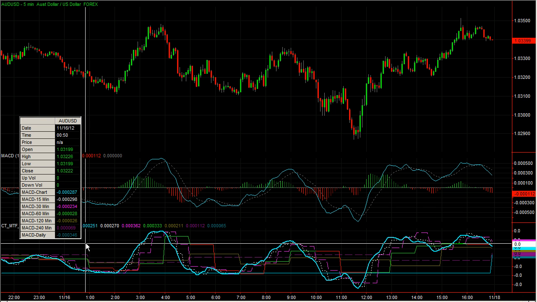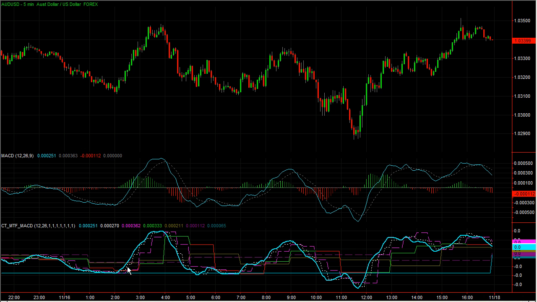So what we're going to show you down below is the MACD off of the chart. That's the cyan line, but the white one is off of a 15-minute MACD. The magenta is off of a 30-minute MACD. The green is a 60-minute MACD. The brown is a 120-minute MACD. The dark magenta is a 240-minute MACD, and the dark cyan is a daily.